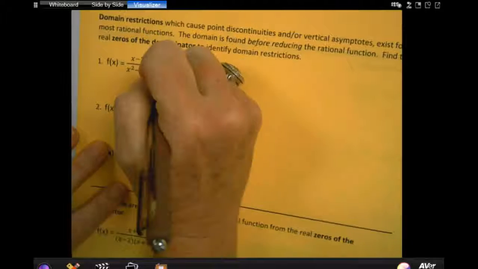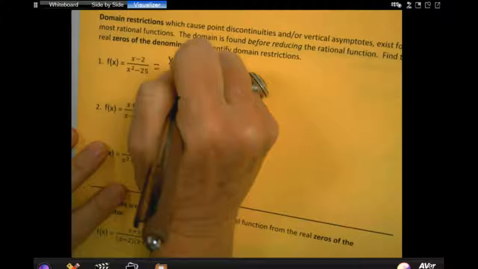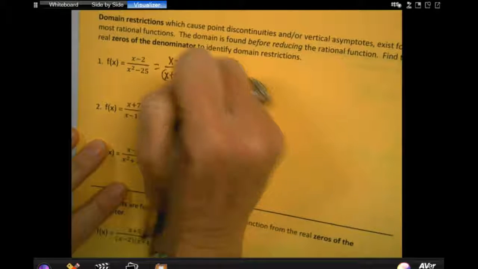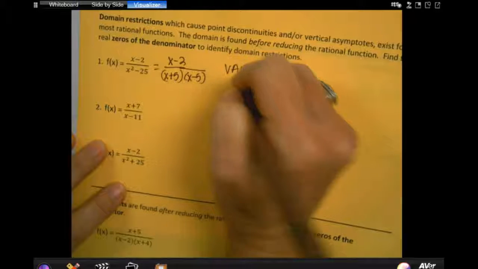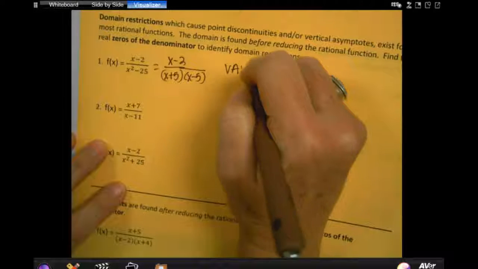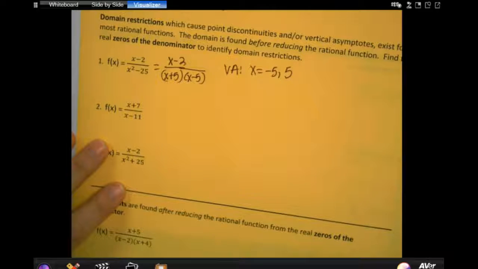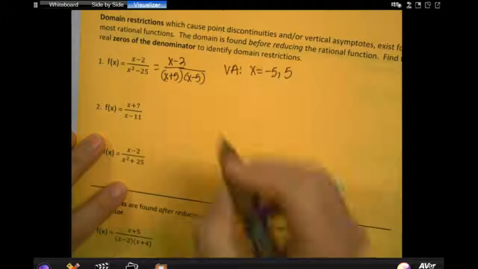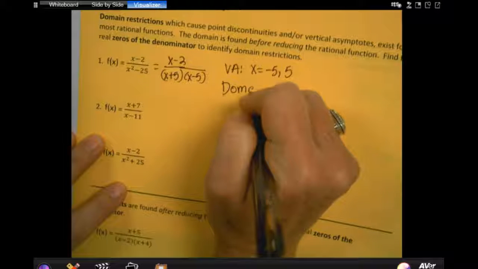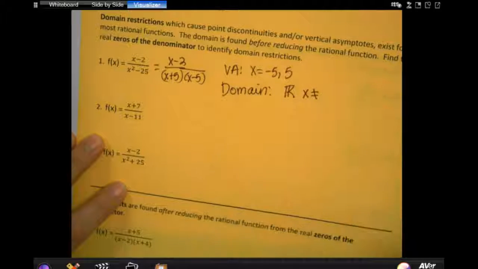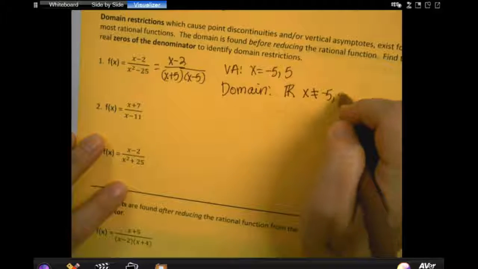So for number 1, if I factor the vertical asymptotes are -5 and 5. But you can do this then for the domain. We're going to write all reals, and x cannot equal -5 or 5.